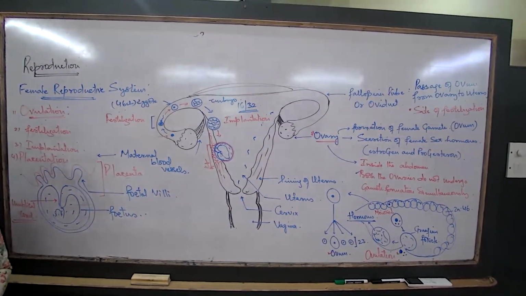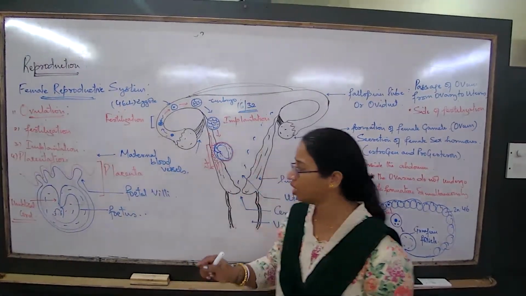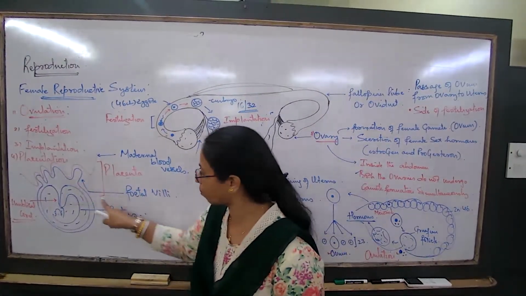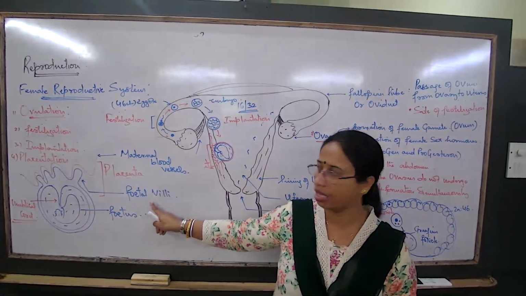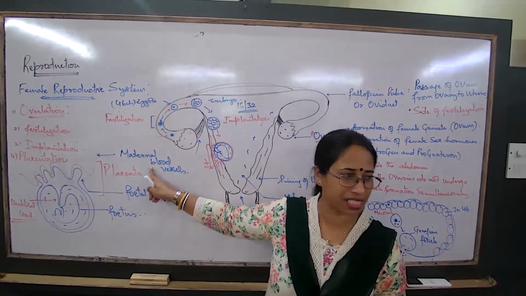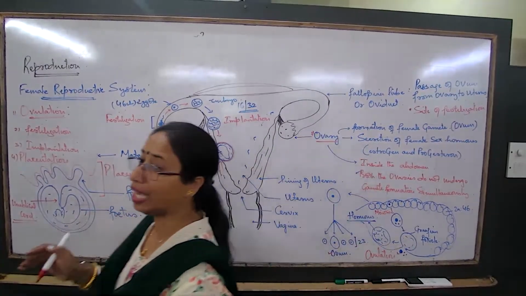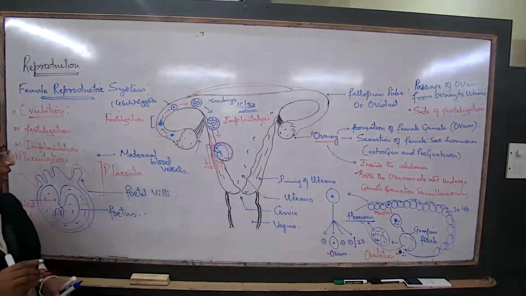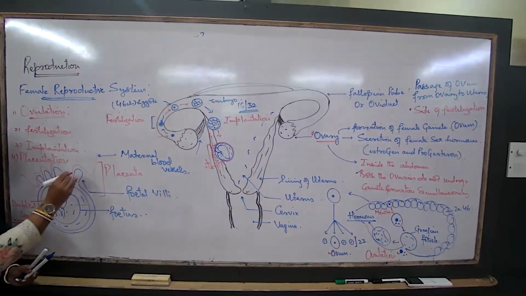You are asked, what are the tissues which are involved in the formation of the placenta? What should you write? The tissues which are involved in the formation of the placenta are the fetal villi and the maternal blood vessels. What is the job of the placenta? How will the placenta be helping this fetus? The placenta has various functions. Let us talk about the most important ones.